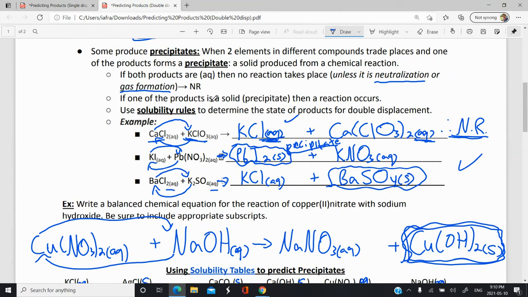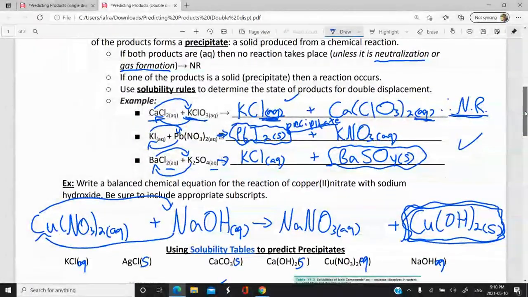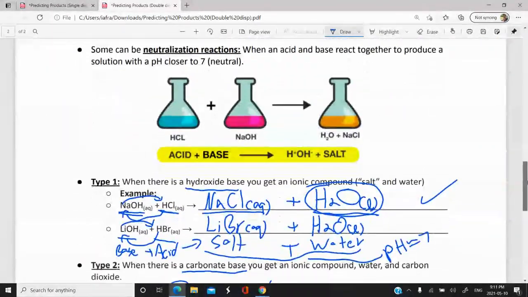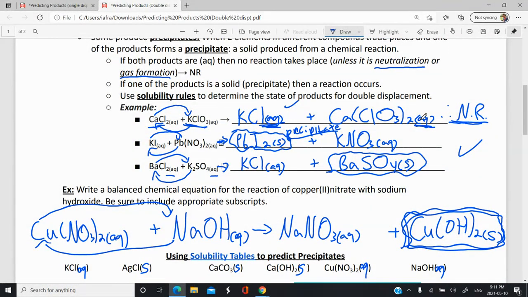We saw double displacements that produce a precipitate. So you do a double displacement, both things are aqueous, and it's not even one of the compounds above. You might think there's no reaction. That's what would happen. You'd have no reaction because both things are aqueous and the ions are still just swimming around. So in cases like this where you don't have the above compounds produced, or you don't have a straight up neutralization where you have water and salt produced, if you have both aqueous, it's no reaction. But if you have something that's a solid, insoluble, a precipitate, then that's a reaction.